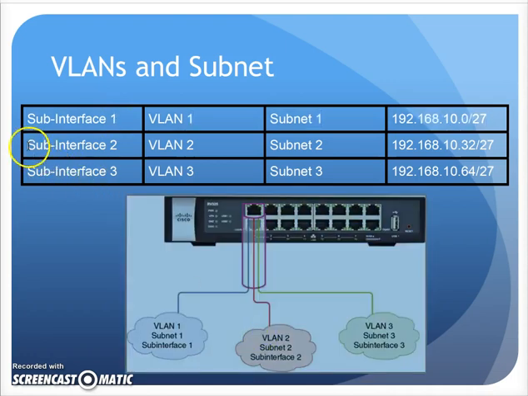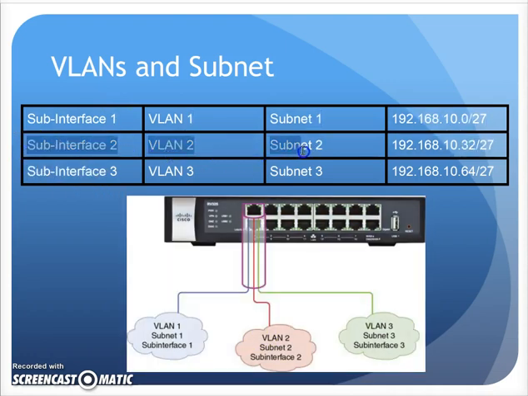VLAN 2 is going to get subinterface 2 on the router, subnet 2, 192.168.32. And then subinterface 3 is going to get VLAN 3 traffic, subnet 3, .64. So that is actually how that would get done. Those VLANs and IP addressing schemes stacked on top of each other. And again, this is very normal, used frequently. We are going to work our way up to this in lab.